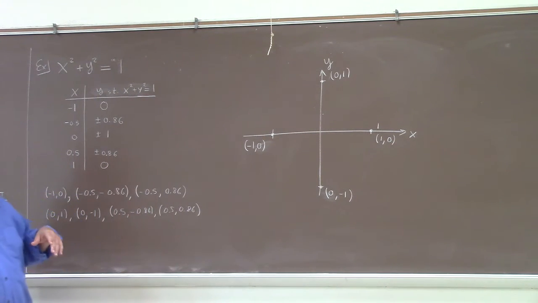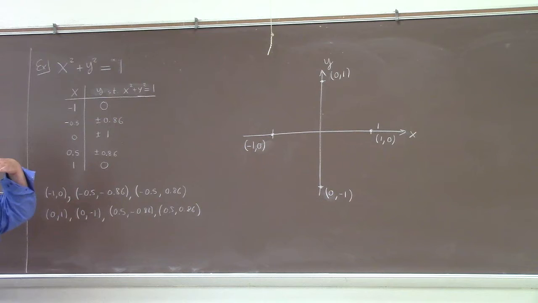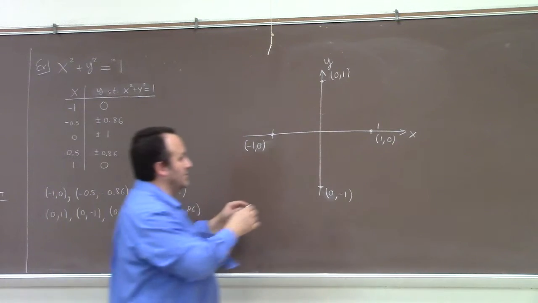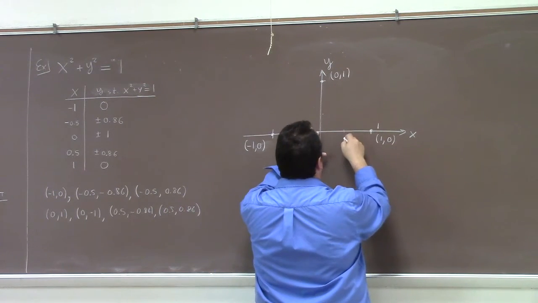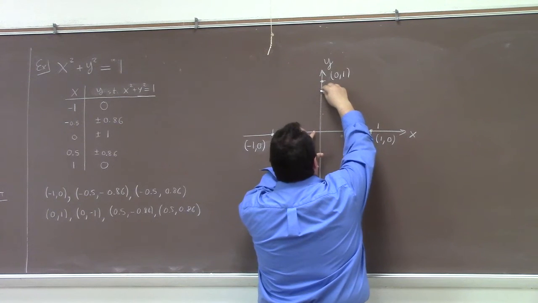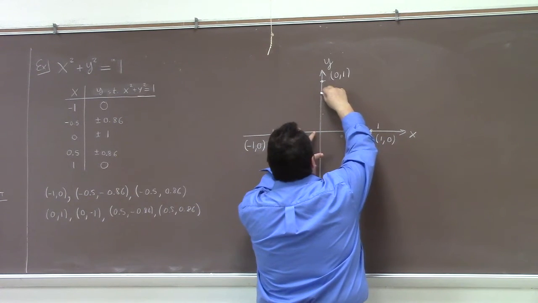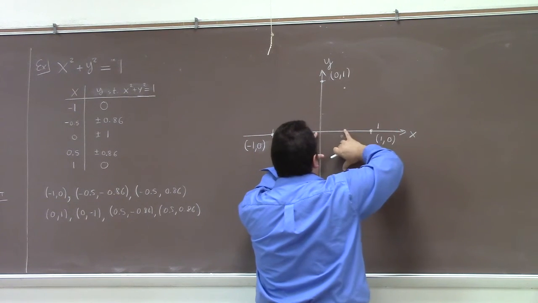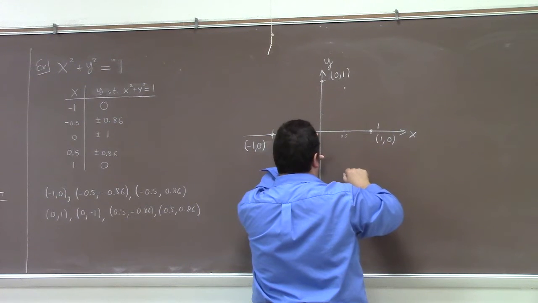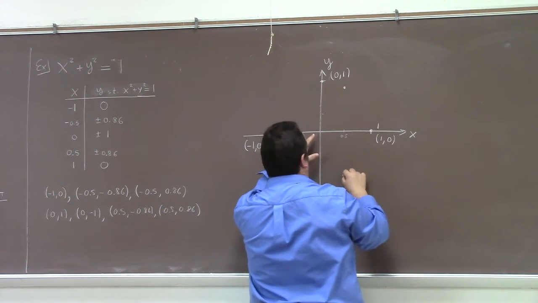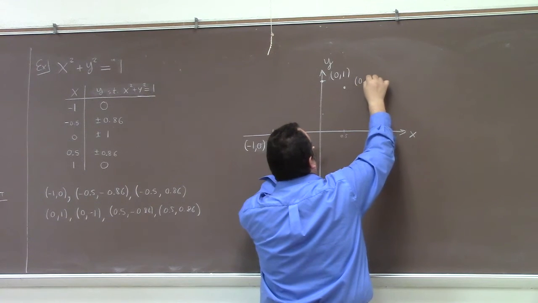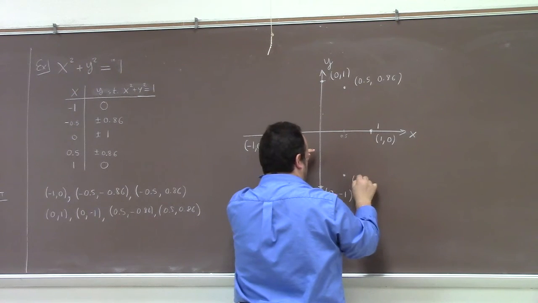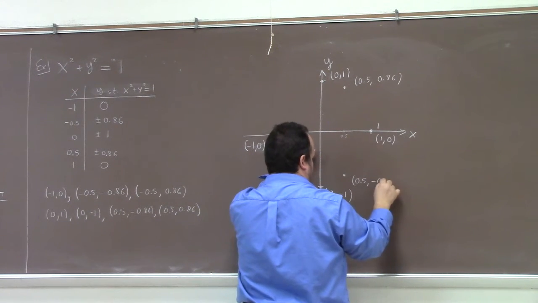And where are the other 2? They come in pairs that are like symmetric across the x-axis, right? Like a half plus or minus 0.86. So halfway, and then 0.86 is like up here somewhere. So roughly speaking, here and here, this is my point, 0.5, 0.86. Down here, 0.5, minus 0.86.